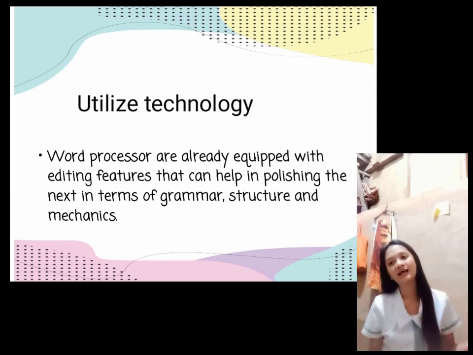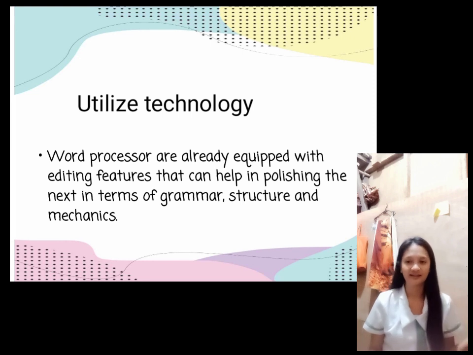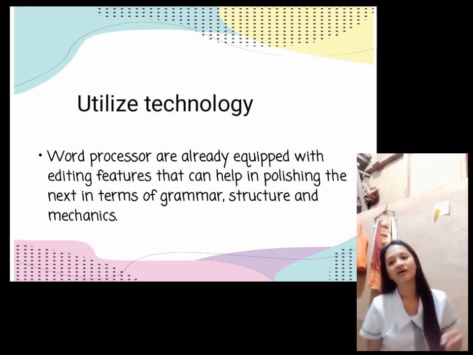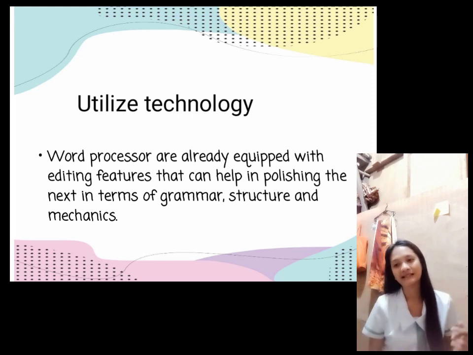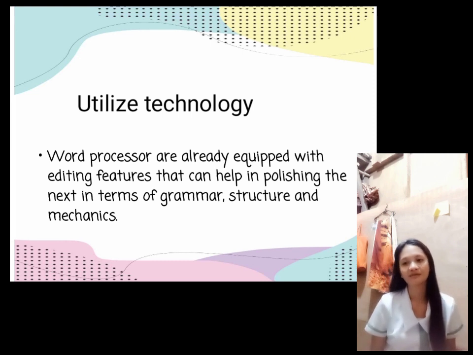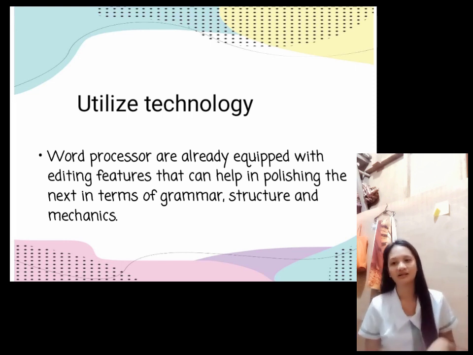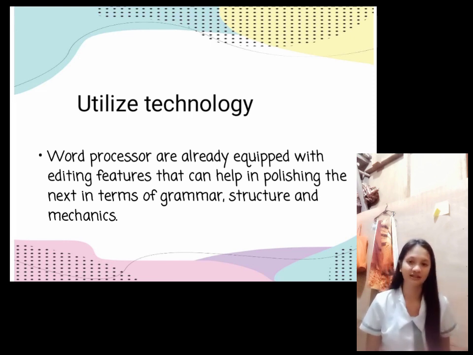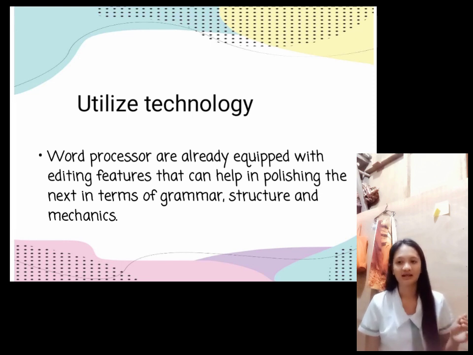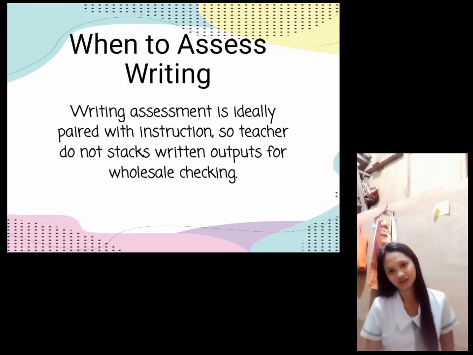They utilize technology. It says that the word processors are already equipped with editing features that can help in publishing the text in terms of grammar, structures, and mechanics, because some schools have software like Turnitin and Grammarly that can detect not only linguistic errors but also plagiarized text. So by this, the teachers can also encourage learners to use these technologies.